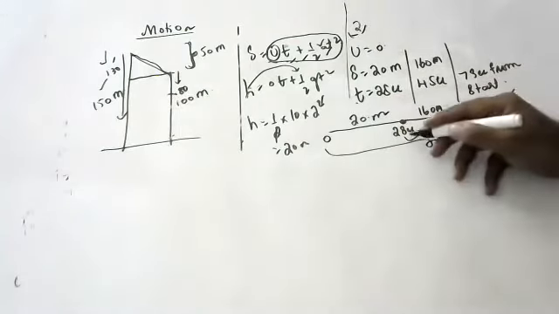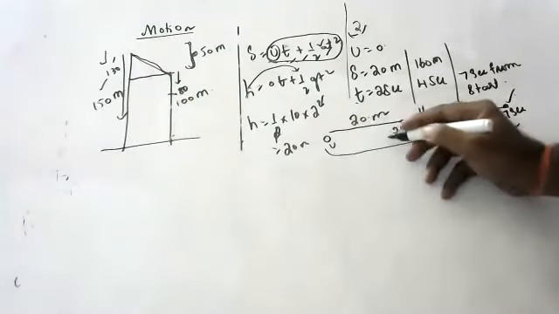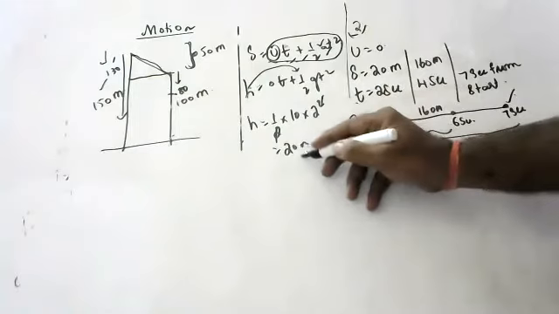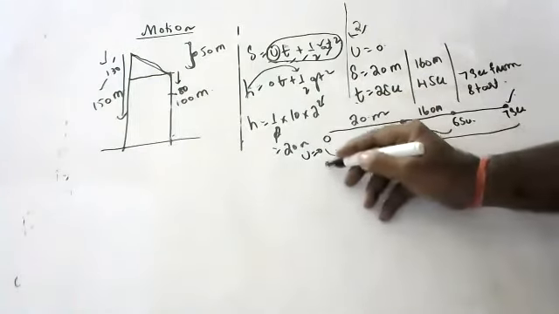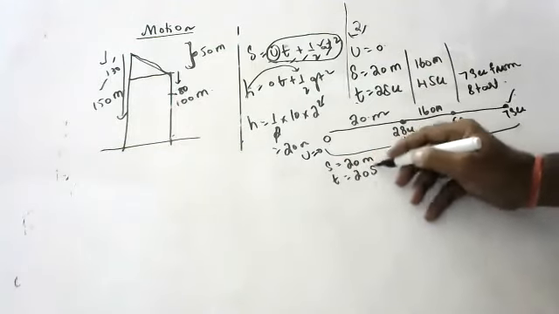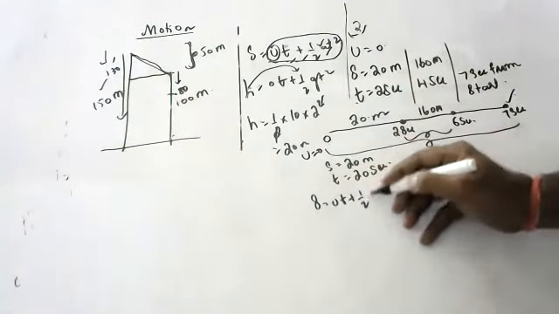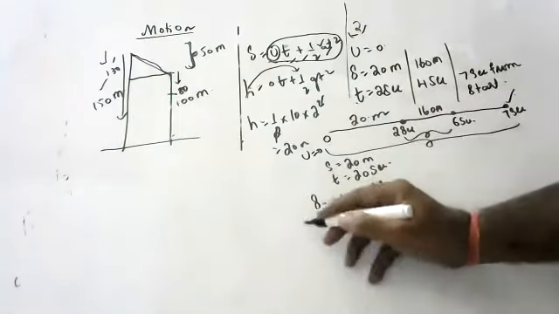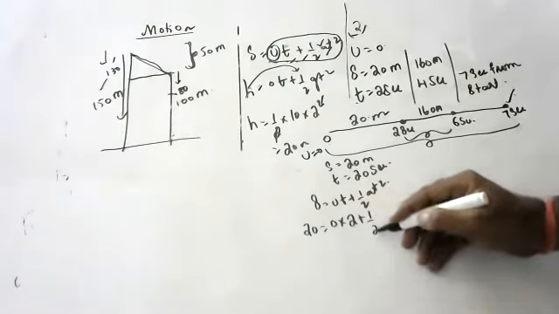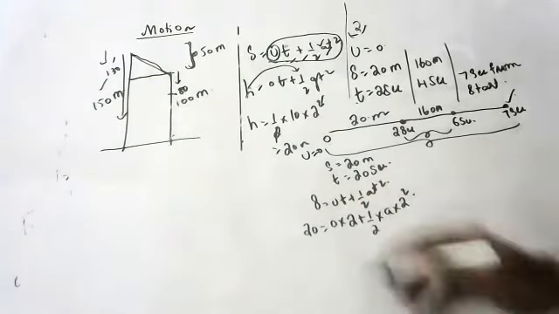Okay, children, here we have initial velocity u. u is 0, s is 20 meters, and time is given. Let's find the acceleration, children. What is the formula we will use? s = ut + ½at². Help me, children: 20 = 0 × 2 + 1/2 × a × 2². Very good.